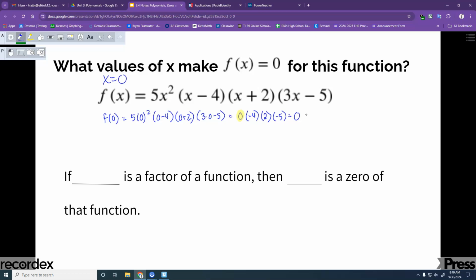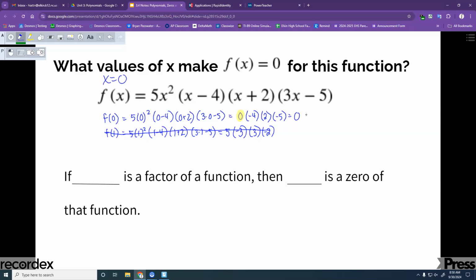Okay, if I plugged in 1, let's try it. I'd have 5 times 1 squared, and then 1 minus 4, 1 plus 2, and 3 times 1 minus 5. 1 squared is just 1, and if I multiply that by 5, I'll get 5. 1 minus 4 is negative 3. 1 plus 2 is 3. 3 minus 5 is going to give me negative 2. So 5 times negative 3 times 3 times negative 2, is that going to give me 0? No, that one won't work. All right, somebody else, another one that might give me 0.